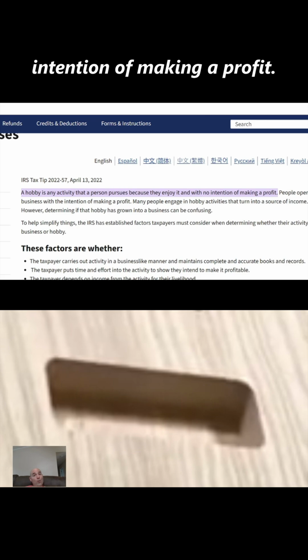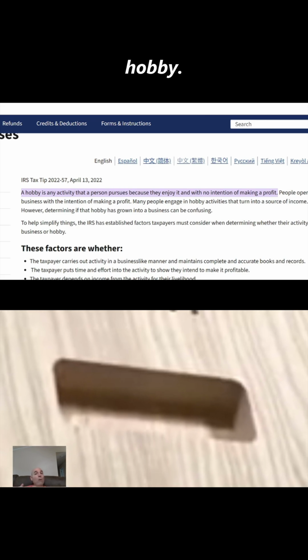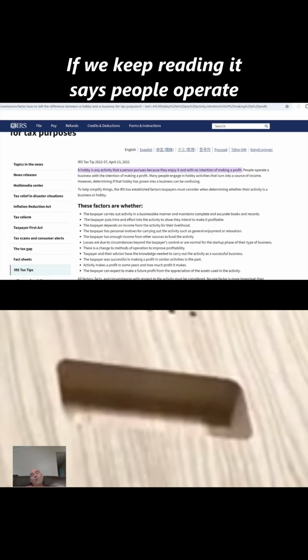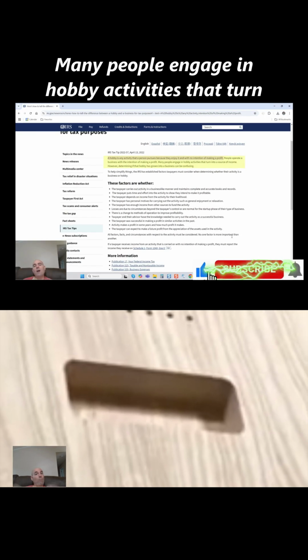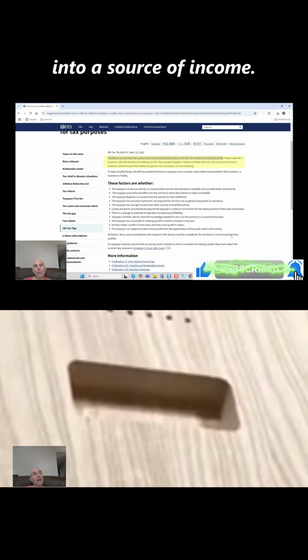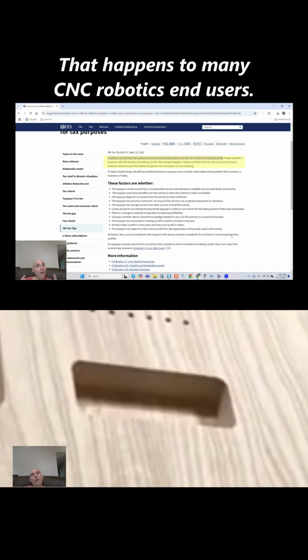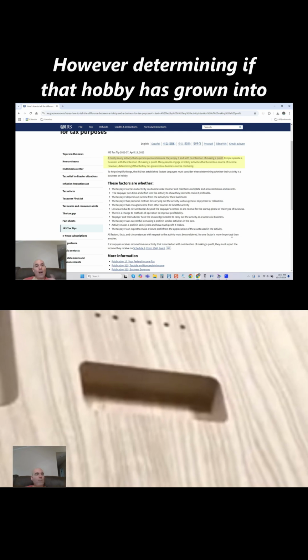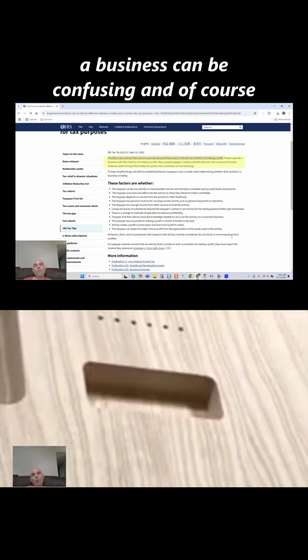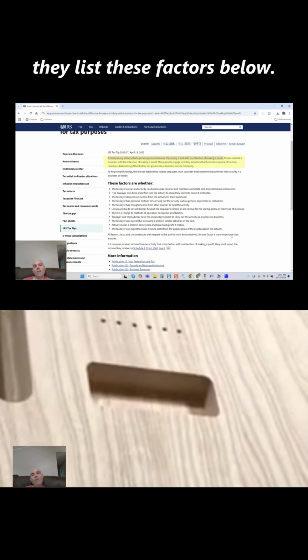Now, in purple highlight here, we can see a hobby is any activity that a person pursues because they enjoy it and with no intention of making a profit. Now, that is the technical definition of a hobby. If we keep reading, it says people operate a business with the intention of making a profit. Many people engage in hobby activities that turn into a source of income. That happens to many CNC robotics end users. However, determining if that hobby has grown into a business can be confusing, and of course, they list these factors below.